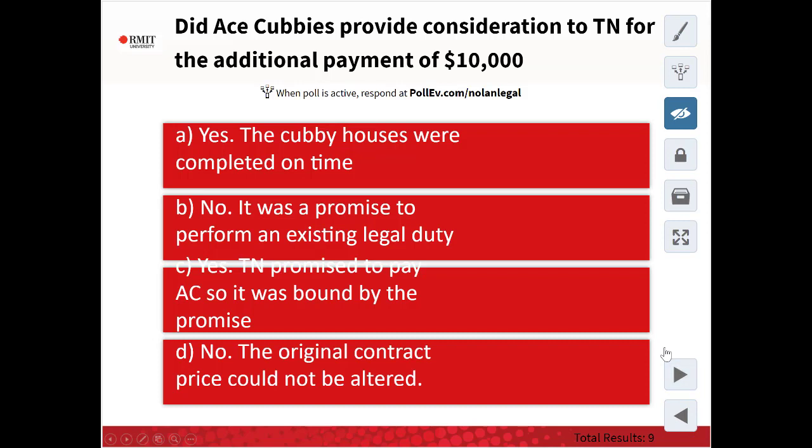So then the question became whether Ace Cubbies provided consideration to the nurseries for the additional payment. Three options here, so it's slightly difficult to read, it's a little scrunched up on the screen. But the options were that the cubbies were delivered on time. No, there's a promise to perform an existing legal duty. Yes, Timbertop promised to pay Ace Cubbies, so it was bound by the promise it made. Or lastly, the original contract price couldn't be altered.